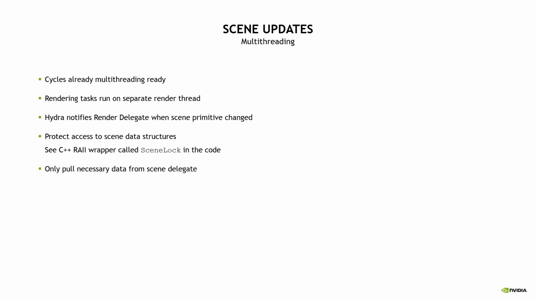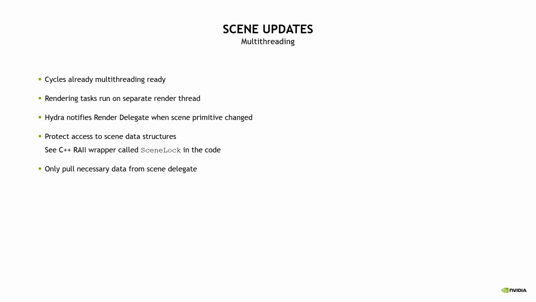Cycles performs rendering tasks on a separate thread it maintains, and therefore already supports updating the scene independently. The render thread is simply picking up those changes as soon as it is convenient for it. That means we don't have to interrupt rendering whenever Hydra calls into the Cycles Render Delegate to change a primitive. Rather, we can simply modify the corresponding object and it will be picked up soon after.